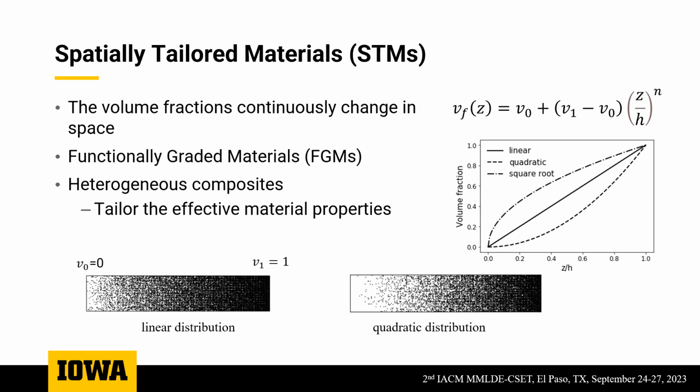If we consider the volume fraction changing in only one direction, here this is the volume fraction as a function of the coordinate, for example, along the thickness of a plate. And N is the model parameter to control what the volume fraction distribution looks like. Could it be linear, could it be nonlinear.